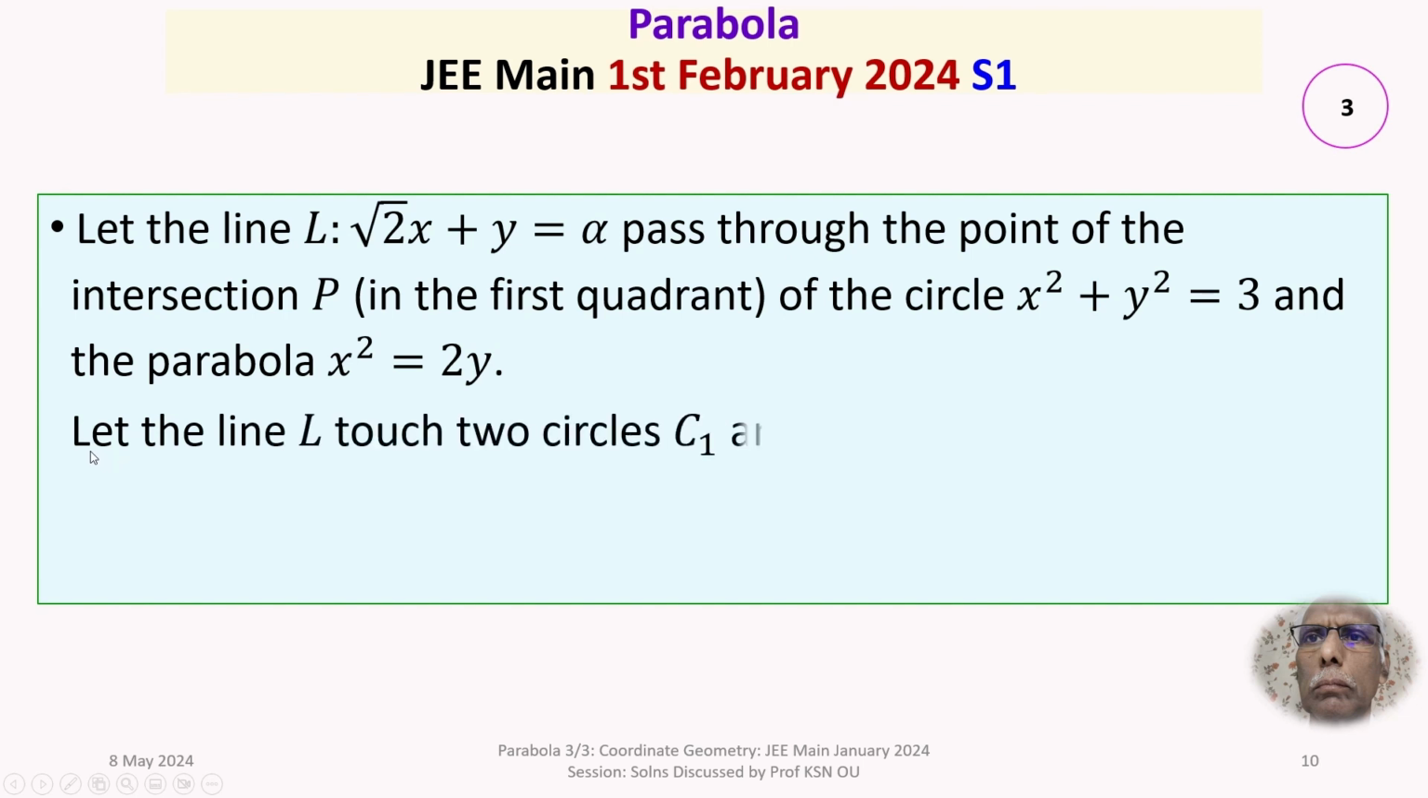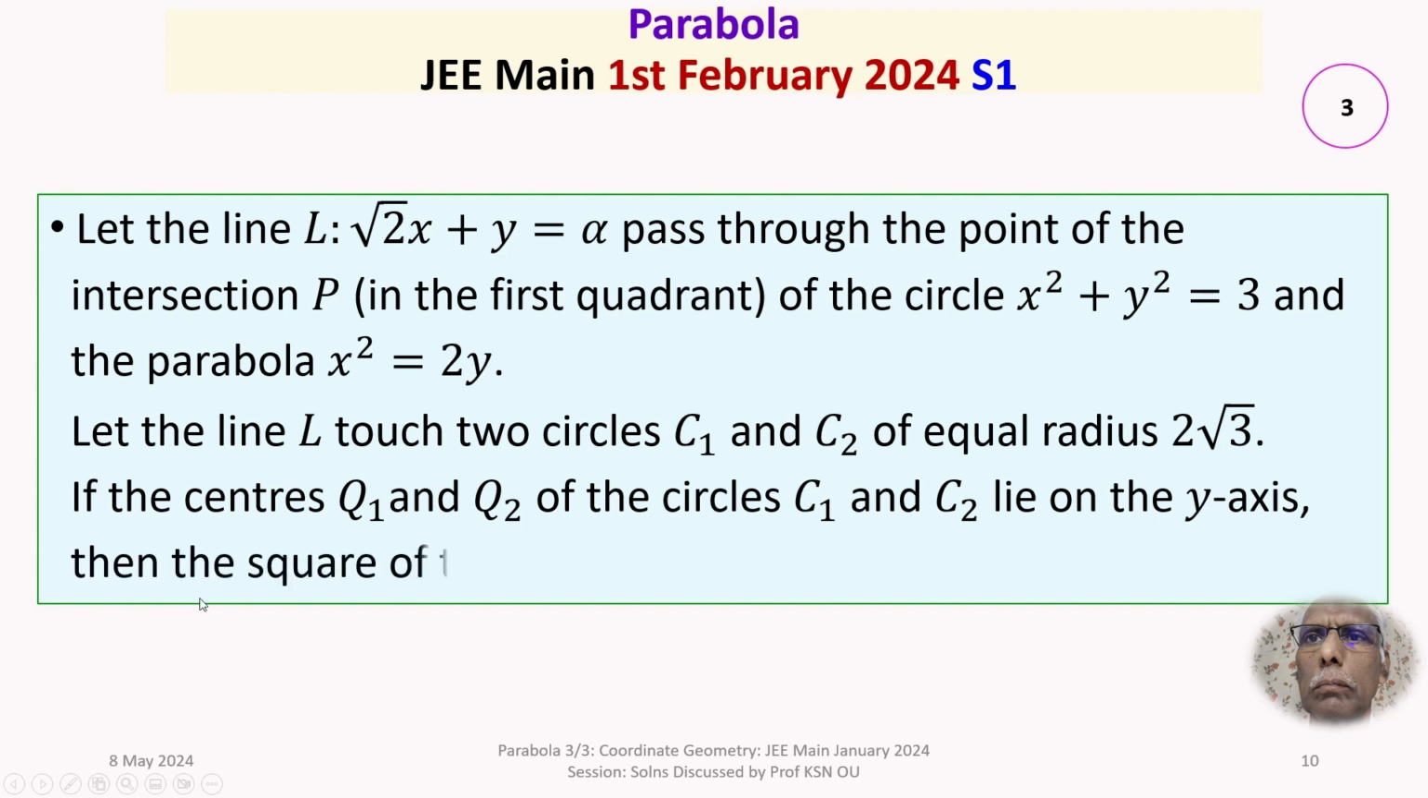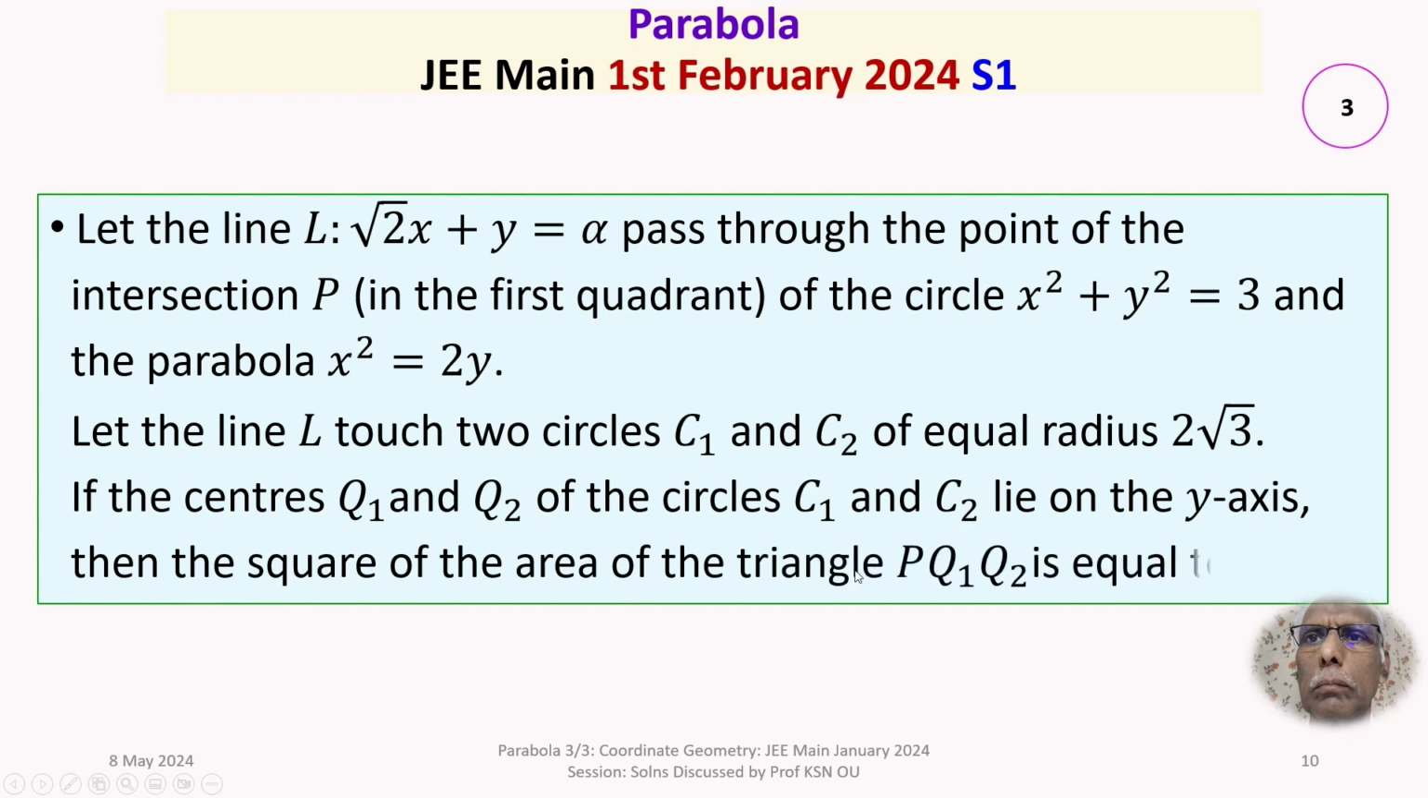Now, this is the second part. Let the line L, the above line L, so we got the line L from the above discussion. This line L touches two circles C1 and C2 of equal radius 2 root 3. There are two circles C1 and C2 with the same radius, and this line L touches the two circles. If the centers of C1, C2 are Q1 and Q2, and if they lie on the y-axis, then the square of the area of the triangle P, Q1, Q2 is equal to.